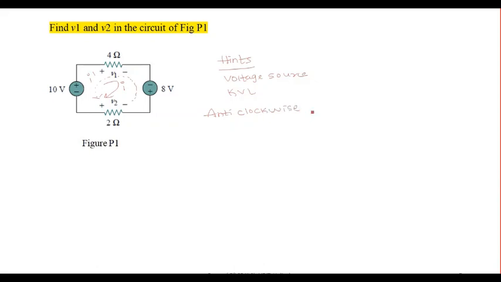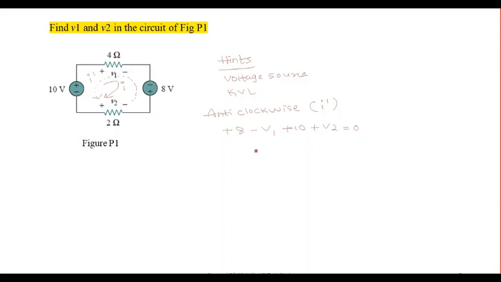Anti-clockwise way, if you take, I have taken the current as I prime. I will start from the source here. You will get plus 8, then minus V1 plus 10, then plus V2 equal to 0.